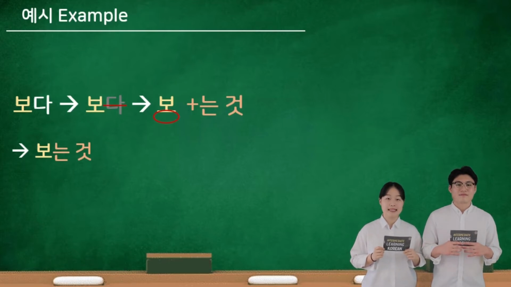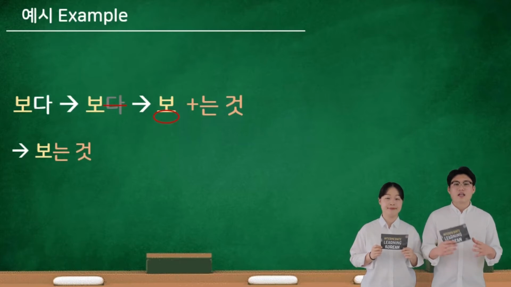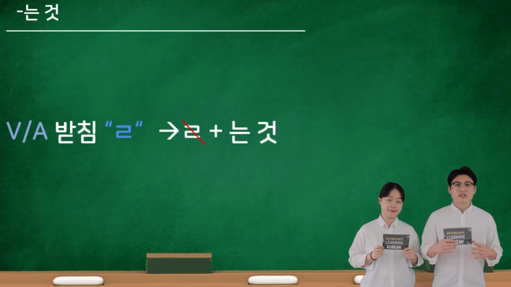After that, 는 것 is used. Then it becomes 보는 것. Can you see the same form with or without a final consonant in the stem of the verb? Yeah, it's really like that, but there is one exception. If there is a final consonant, 리을, in the verb, remove the 리을 and add 는 것.